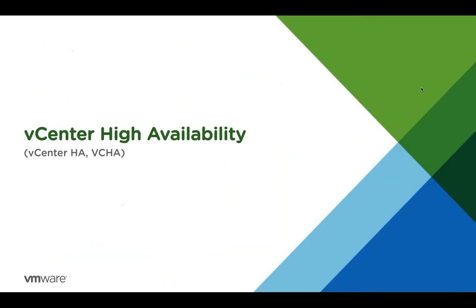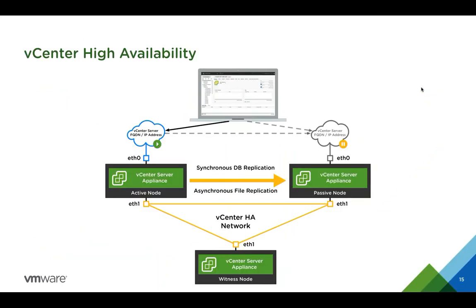All right, so I've got a couple slides on vCenter HA, and then we'll just move over to the whiteboard. A couple of things. This is an active-passive solution. It is also an availability solution. It is not called vCenter Disaster Recovery. It is called vCenter High Availability.